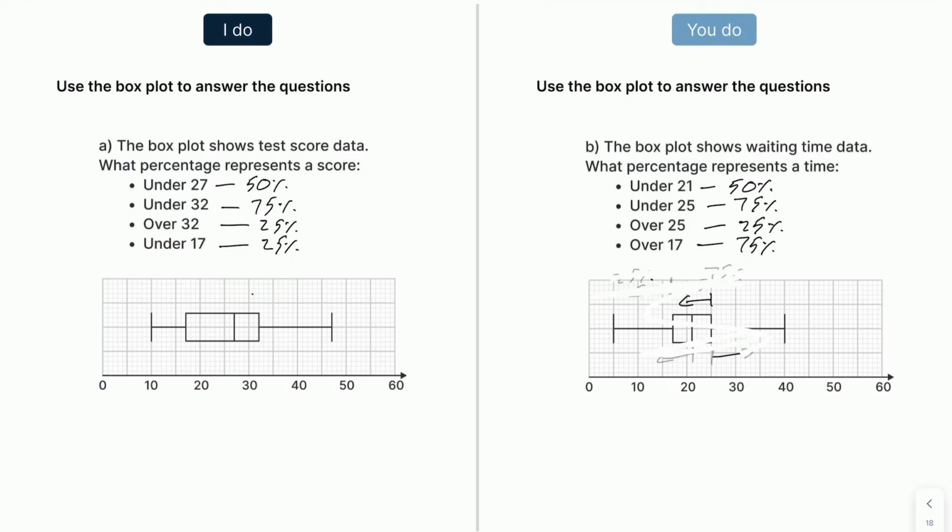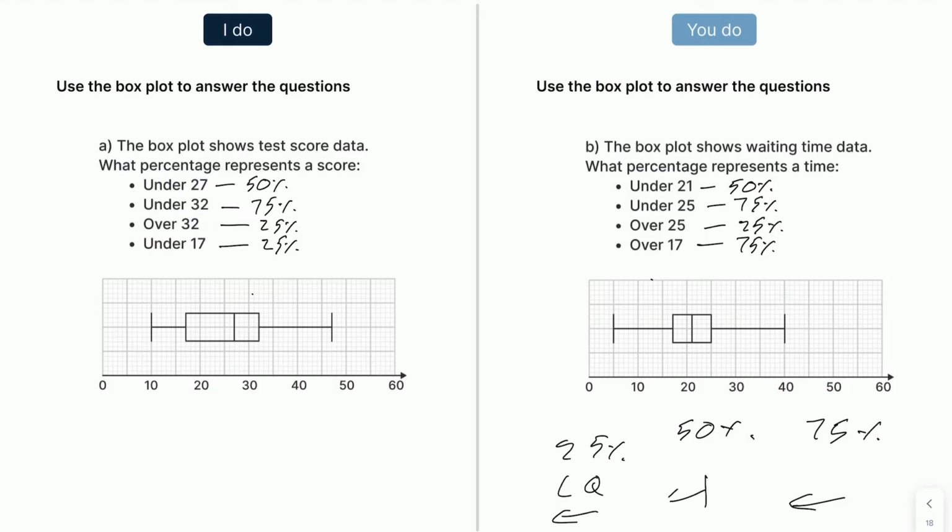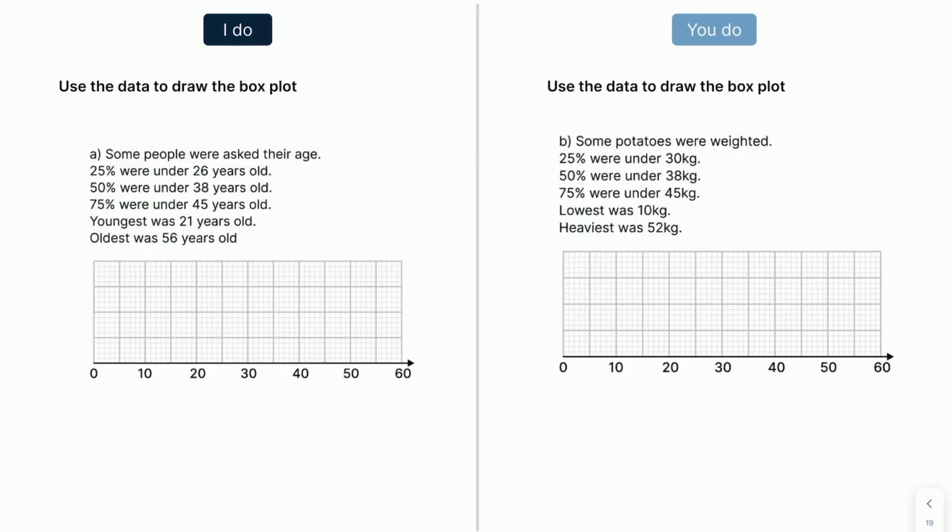So what's key to remember here really is just remember the median is 50%, okay? The lower quartile is your 25%, and your upper quartile is your 75%, sort of all facing to the left. So when the question says how many are over 17, we then sort of look that way, and that's why this was 75 and not 25.